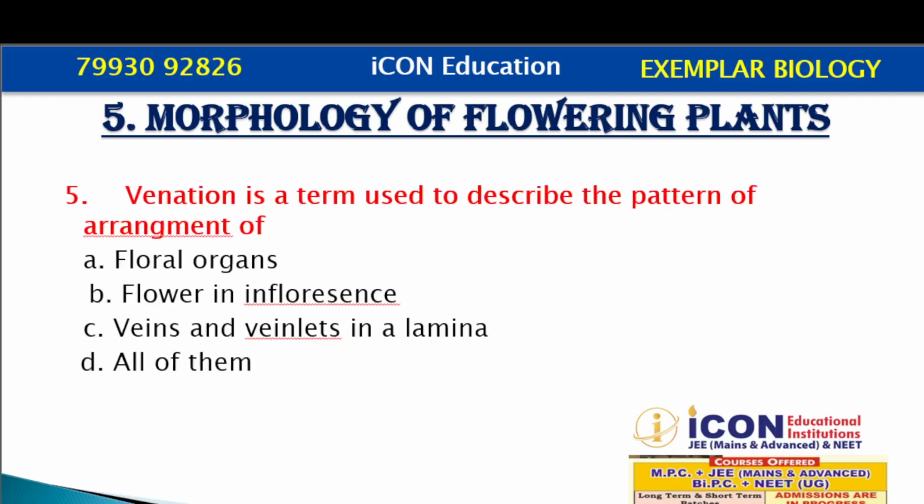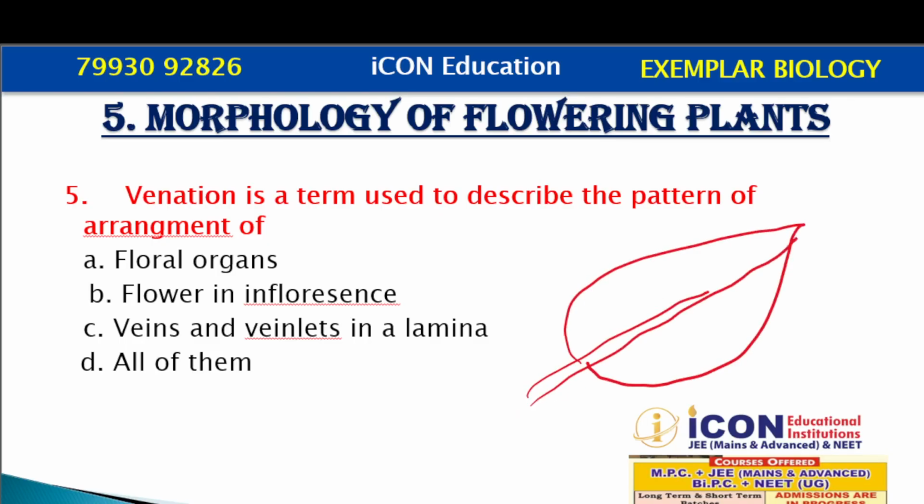Question number 5. Venation is a term used to describe the pattern of arrangement of. This is again a direct question. On the leaf you have the main vein, that is called midrib, then veins, then veinlets. So this arrangement of veins and veinlets in the lamina of the leaf is called venation. So the correct answer is veins and veinlets in the lamina. Lamina is nothing but the surface of the leaf. The expanded surface of the leaf is called lamina.